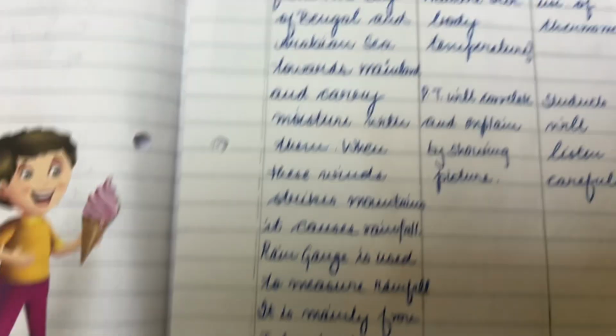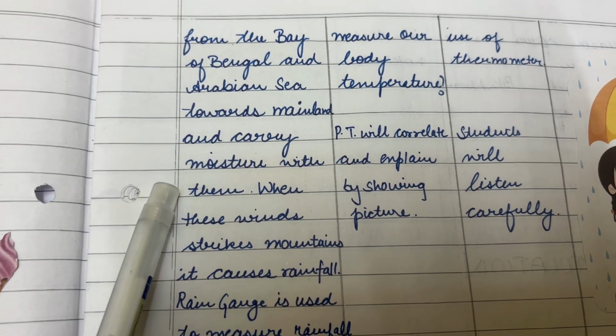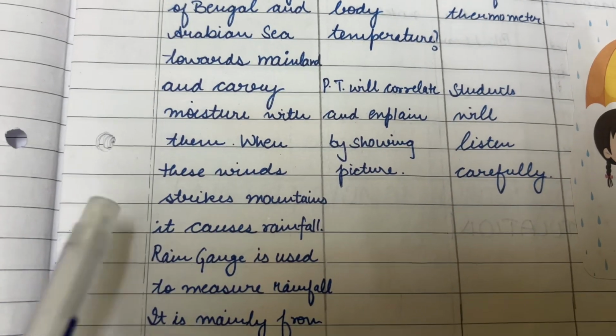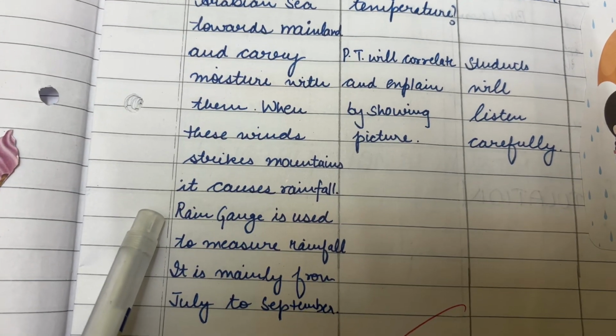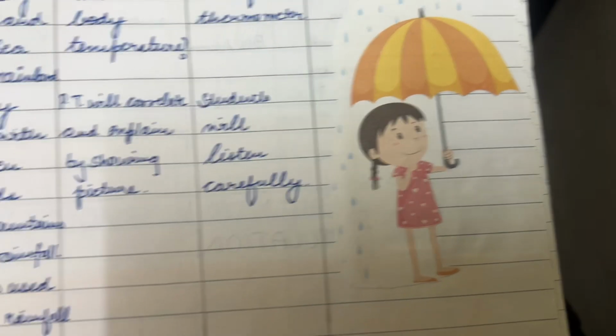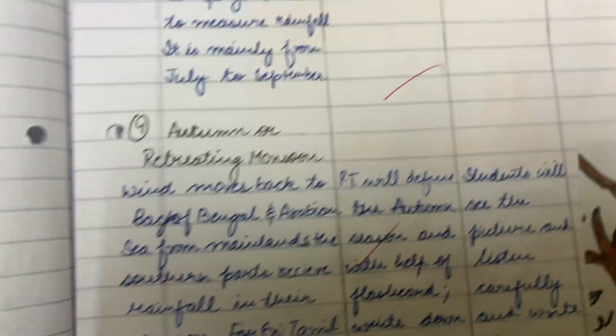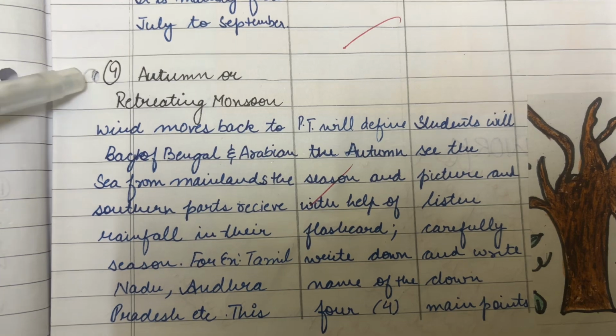Okay, so we're talking about monsoon or rainy season. The winds blow from the Bay of Bengal and Arabian Sea towards the mainland and carry moisture with them. When these winds strike mountains, it causes rainfall. Rain gauge is used to measure rainfall. It is mainly from July to September, and you can paste the related flashcard picture. Then will come the autumn or the retreating monsoon.